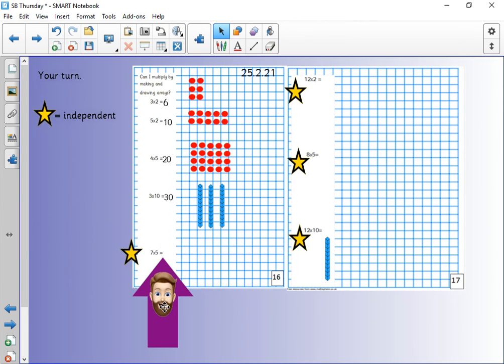So please draw an array for each one. Even if you can work out the answer, I want you to understand what you're doing. So you must draw an array for each one and write in the answer.